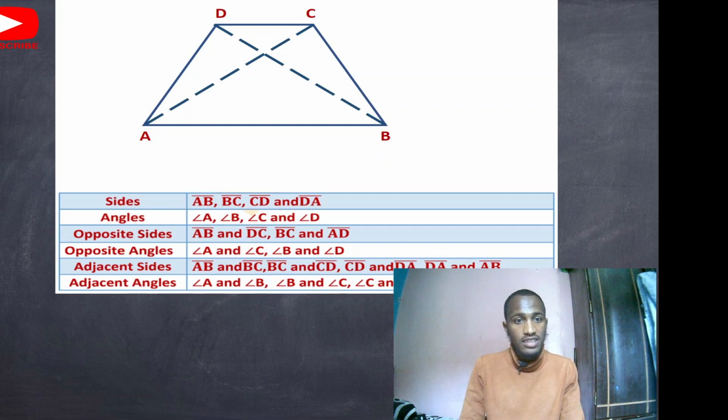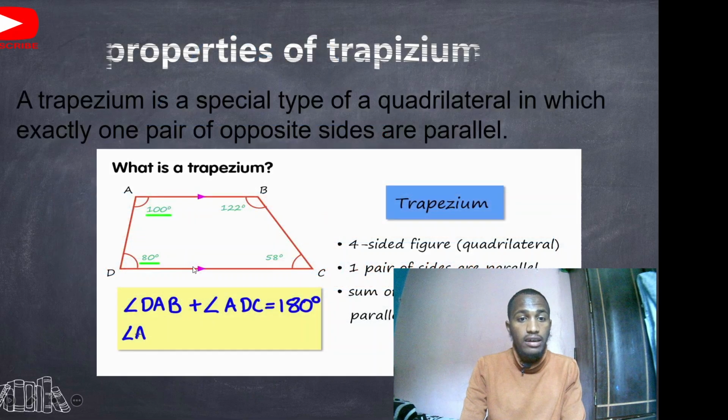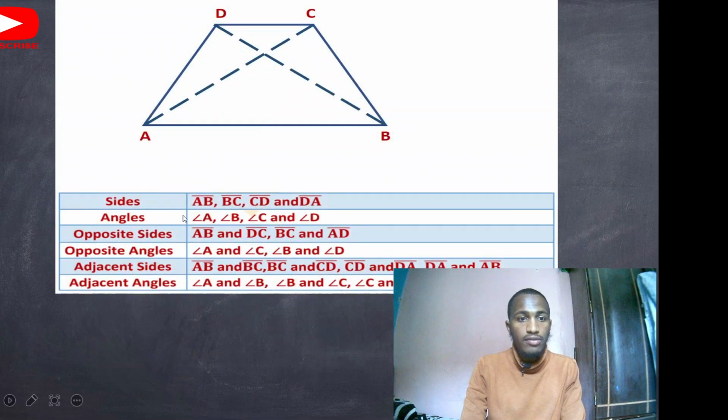Let me just tell you some keywords. Side DC, side BC, side CD, all of them are sides. AD is a side, DC is a side, CB is a side, and AB is a side. And we have angles: angle A, angle B, angle C, and angle D.